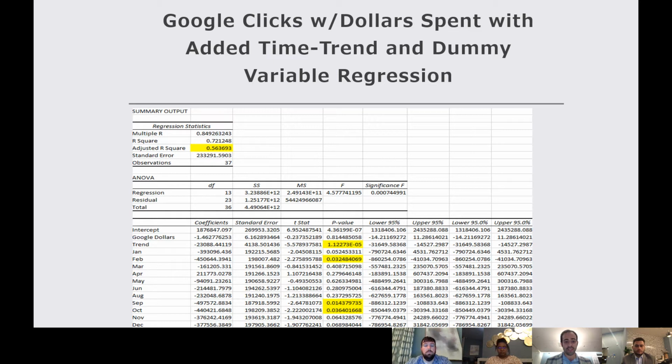Again, our trend has a low p-value and is significant. Actually, we saw an increase in the trend, so we went from a 21,000 to a 23,000 decline per month. Then we look at each of the months. Here, February has a low p-value and is significant. Just by it being February, relative to July, you're going to have 450,000 fewer clicks, which is pretty remarkable.